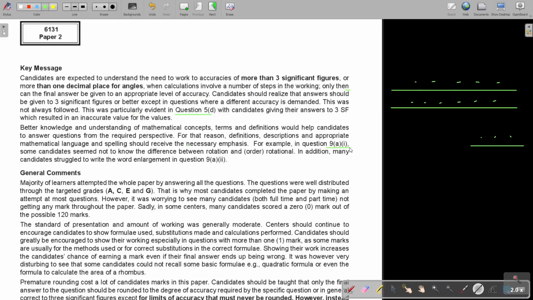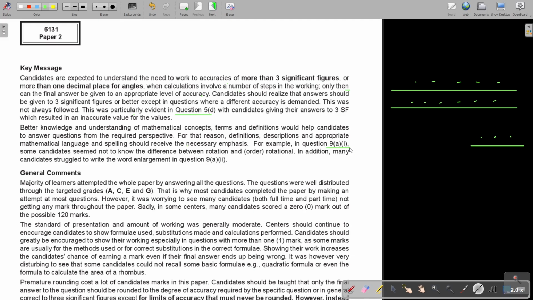The majority of learners attempt the whole paper by answering all the questions. The questions were well distributed through the target grades of A to C, that means the difficulty level. This is why most candidates completed the paper by making an attempt at most questions.